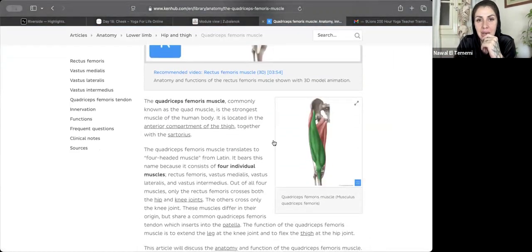So here we are, quadriceps femoris muscle, known as the quad. Why? We have biceps, triceps, quadriceps. So it's a package of four muscles. It's very difficult to stretch and strengthen also, to be honest. And it can really mess up your whole alignment.